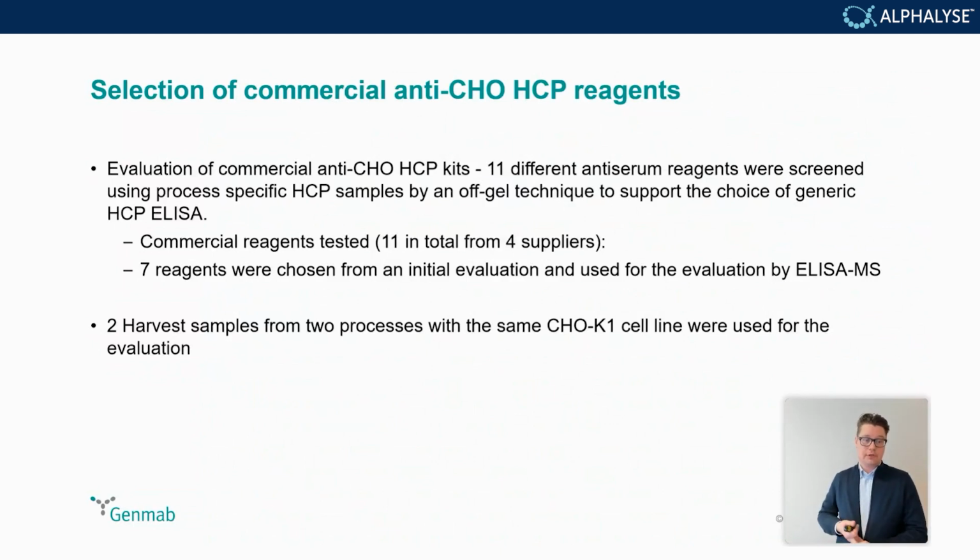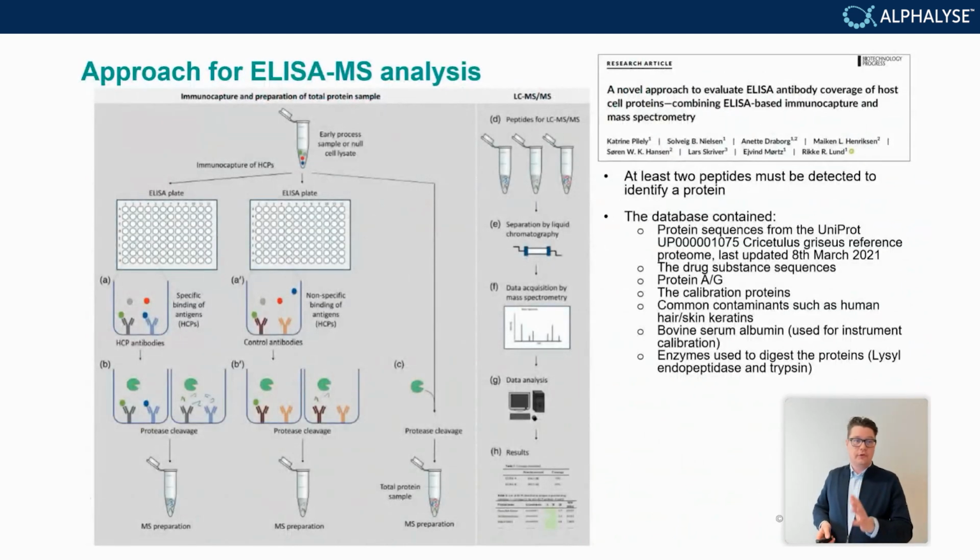We used 2 different harvest samples from 2 different processes from the same CHO cell line. We used this ELISA MS method that has been published some years ago by AlphaLyse. I won't go into the details. You can see the reference in the corner. But basically, the principle is that you capture your HCPs in your ELISA plate with your different reagents. So in this case, we screened these 7 different reagents using this method.